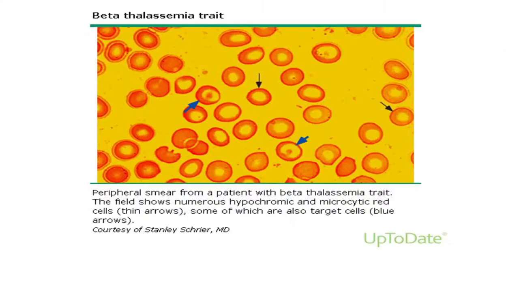So this is a smear of a patient with thalassemia trait. You can see the population is uniform, we don't have discrepancy, though they are microcytic hypochromic, and you can see what we call target cells. You can see it most commonly in thalassemia trait, but you can also see it in iron deficiency, though not very commonly, only in very, very severe iron deficiency anemia.